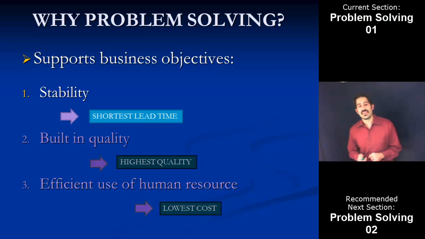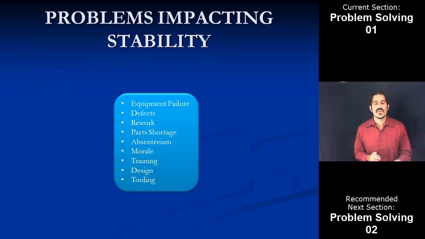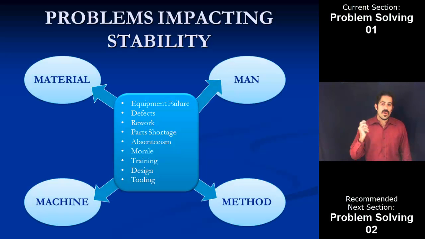So the first thing we're going to be looking at is stability and the effect problem solving has on that. What we want to start with is understanding how we go about classifying the types of problems that we have. And the reason is that if you look at any potential problem, there are a couple listed out here: equipment failure, rework, part shortage, maybe someone didn't show up, absentee issues, a training issue, a design issue, anything like that.